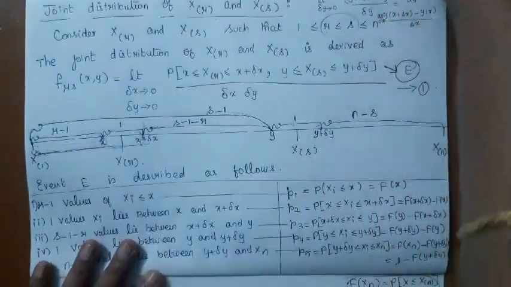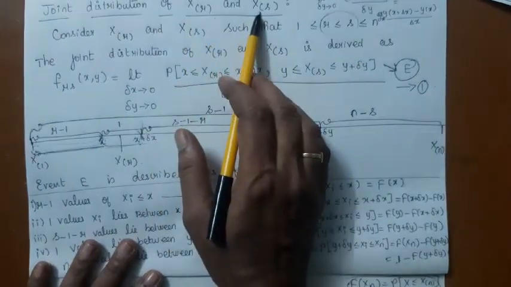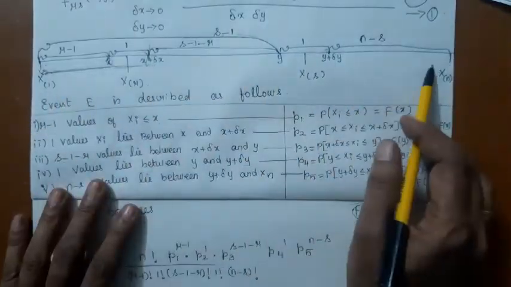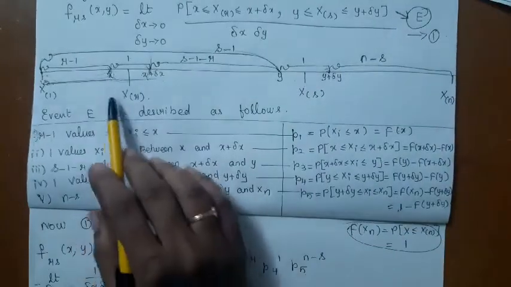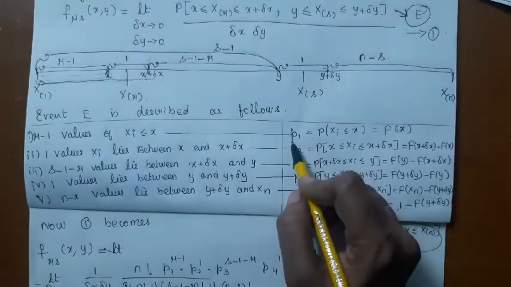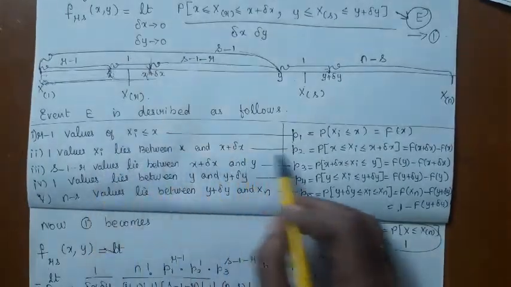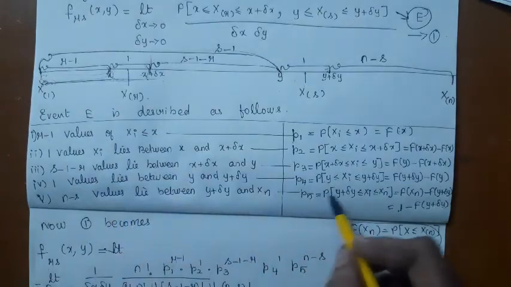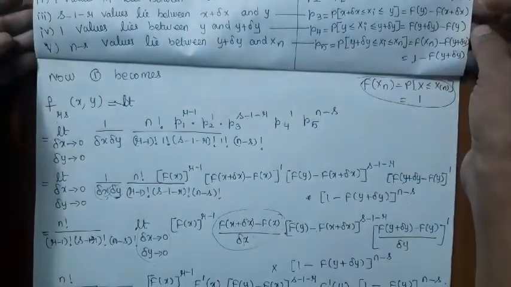As in the previous video, we discussed the joint distribution of the rth order statistic and sth order statistic, for which we defined the event E. The event E says that r minus 1 values of xi are less than or equal to x, for which this is the probability. One value lies between x and x plus dx, for which this is the probability. So it appears as if it follows a multinomial distribution, so we used the multinomial distribution to explain the PDF.